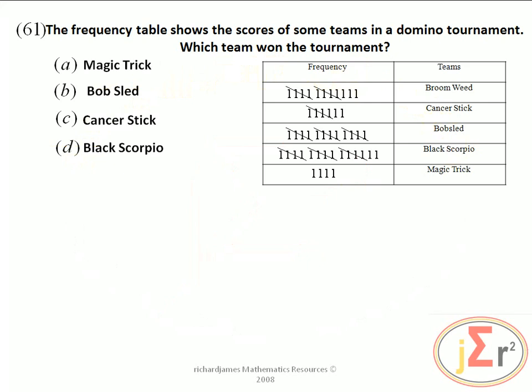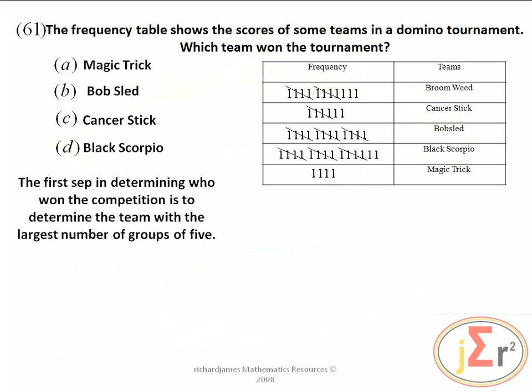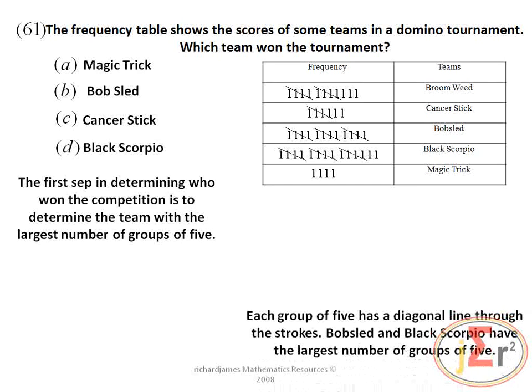The frequency table shows the score of some teams in a domino tournament. Which team won the tournament? The first step in determining who won the competition is to determine the team with the largest number of groups of 5. Now we are trying to find the team with the largest number of points, but it is not necessary to count the points allotted to every single team. So we are going to look at the ones with the largest number of groups of 5.